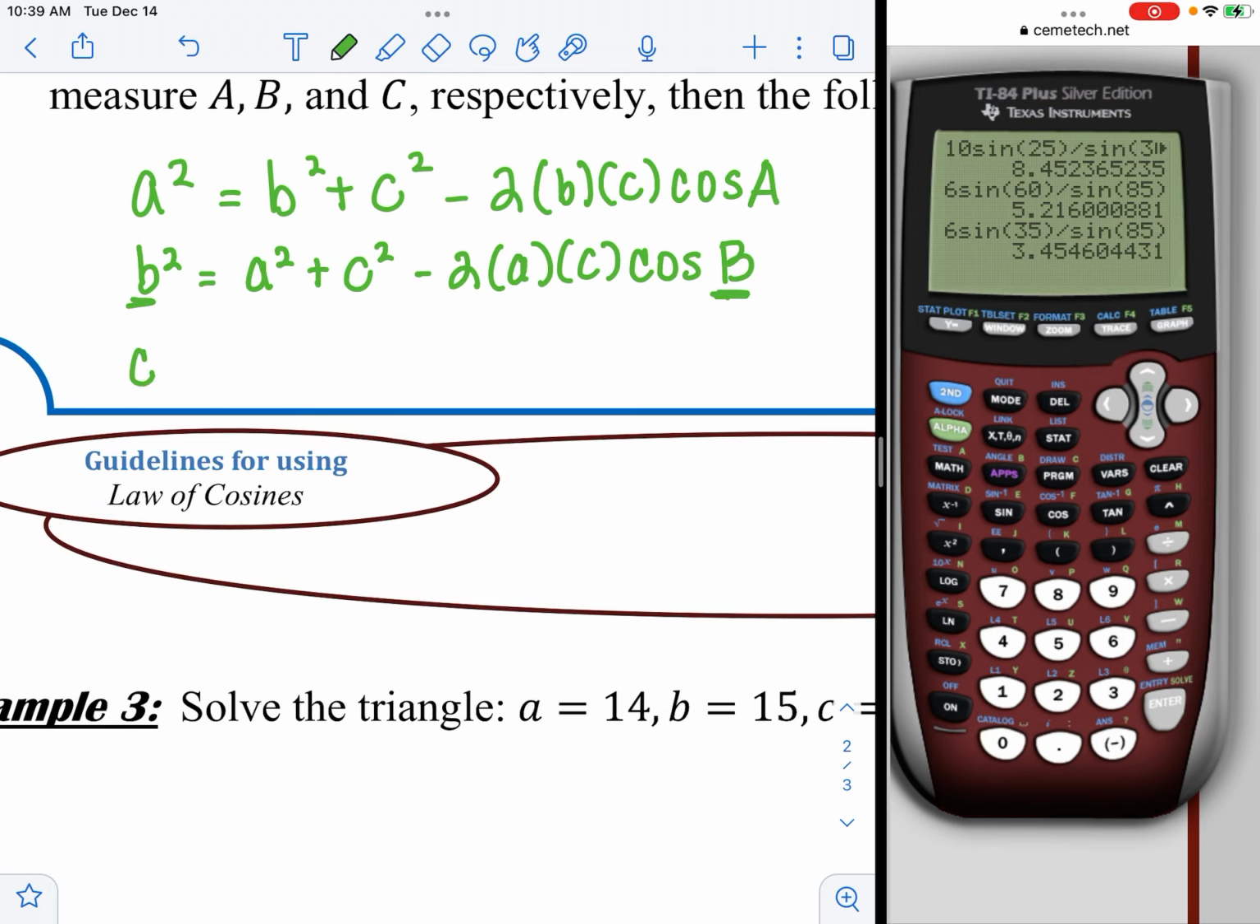Same idea for side C and angle C. C squared is equal to A squared plus B squared, minus 2 times those 2 multiplied, times cosine of the angle opposite, which is angle C.